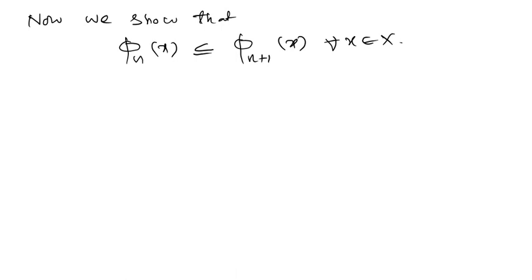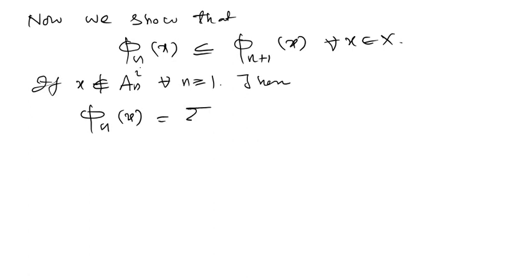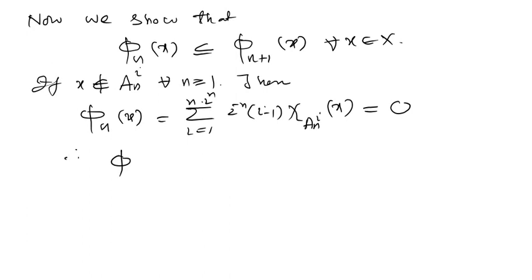So suppose x does not belong to any A_{n,i} for all n greater than or equal to 1. Then what's phi_n(x)? It's the sum, i runs from 1 to n 2 power n, of 2 power minus n times (i minus 1) times the characteristic function of A_{n,i} evaluated at x. If x is not in any A_{n,i}, in that case this will be equal to 0. So therefore phi_n(x) is less than or equal to phi_{n+1}(x) in this case, because phi_{n+1} may be 0 or it may be greater than 0, but this is equal to 0.